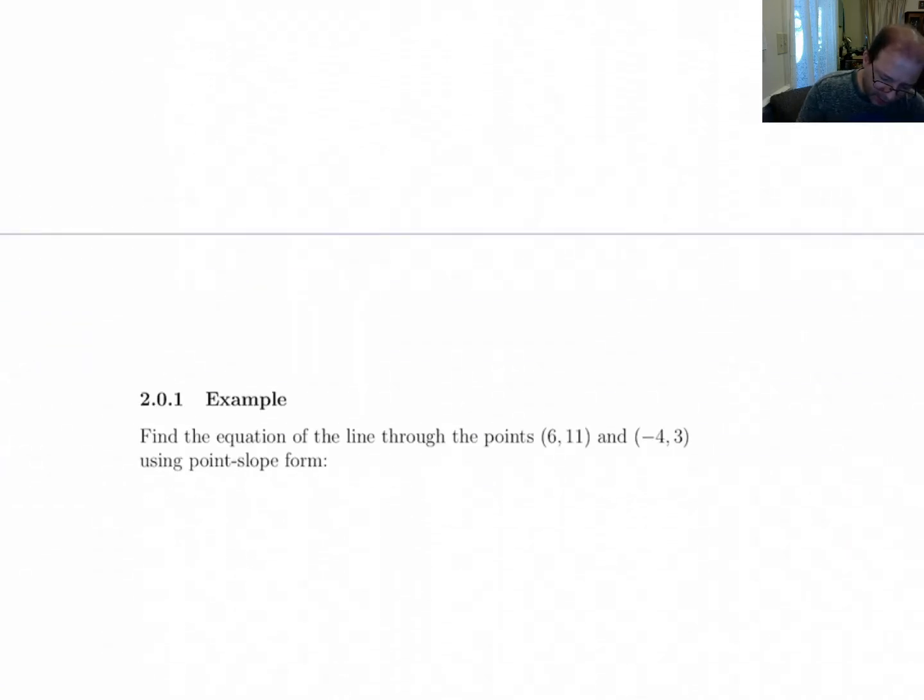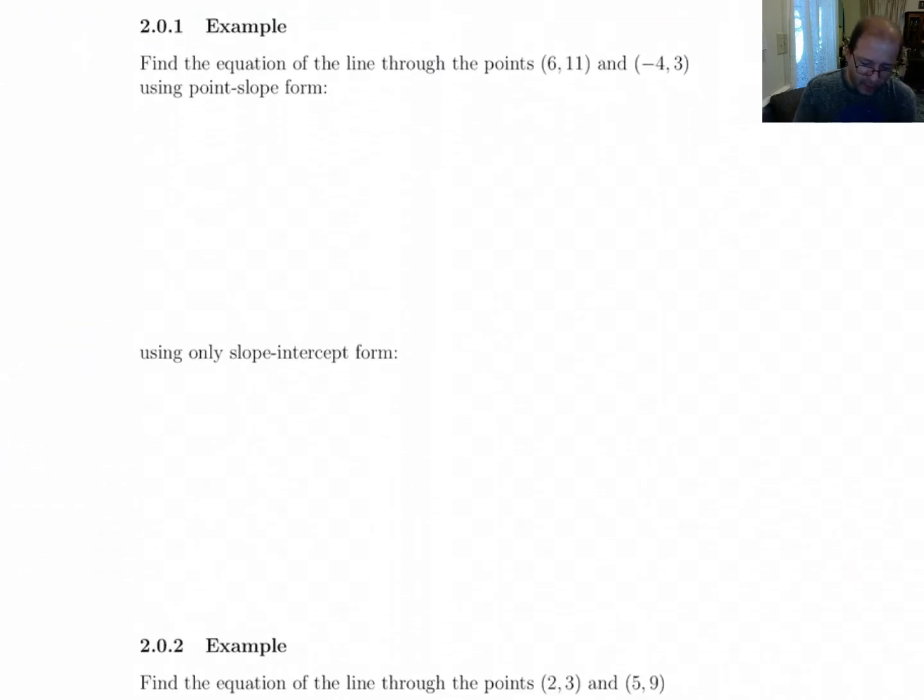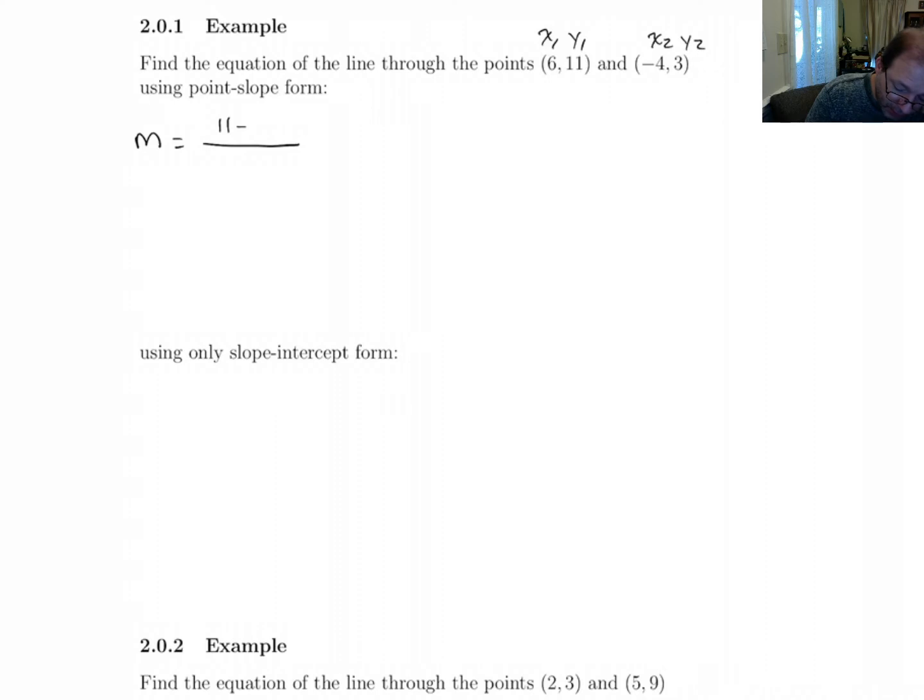So let's do some examples. Find the equation of the line through these two points using the point-slope form. All right, pretty much any problem like this, first thing to do is find the slope. Let's call this point here x1, y1, and this one x2, y2. So it's the change in y, so I'm going to do 11 minus 3 over the change in x, 6 minus -4. So let's see, 11 minus 3 is 8. 6 plus 4 is 10. So that's going to be 4 over 5.